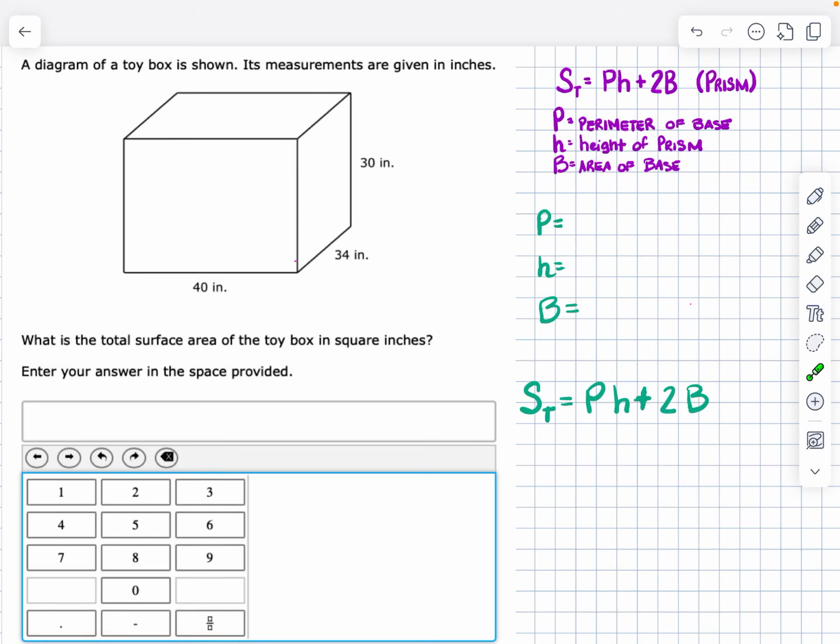All right, we're going to talk about how to find the total surface area of a rectangular prism. So let's read the question. It says a diagram of a toy box is shown. Its measurements are given in inches. What's the total surface area of the toy box in square inches?